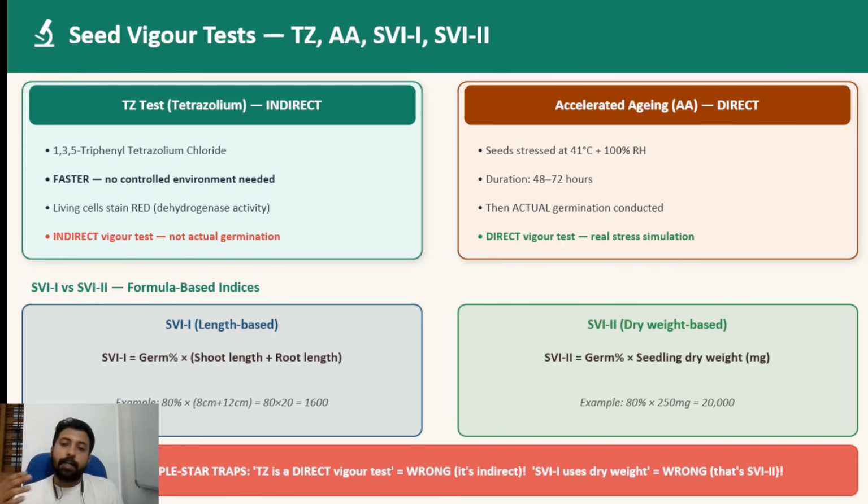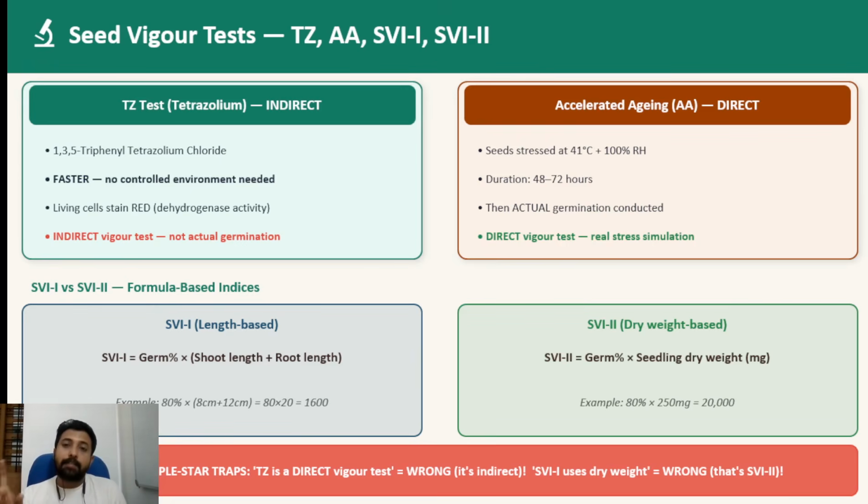Right. Then coming to the next one, that is the accelerated aging test, where the seed is given a stress and the actual germination percentage is calculated. This method, the accelerated aging test, can be called a real direct estimation of seed vigor. Clear? Because you are giving a stress to the seed, and still the seed is germinating, that means the seed has the vigor to grow. Hope this is clear to everyone. The points associated with that are also very important.